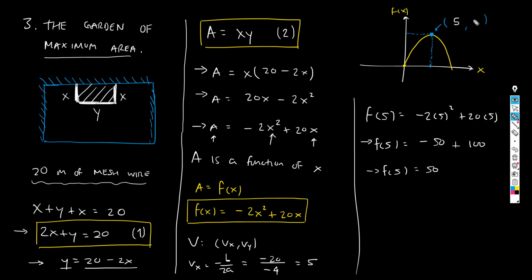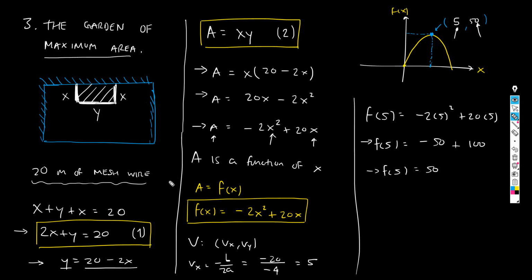So what does this say? What does this mean? That means the following: for a value of x, when this side measures exactly 5 meters, I'm gonna get maximum area. What maximum area? 50. And I have solved the problem completely. Now the rest is just finding y, but that is very simple, right?